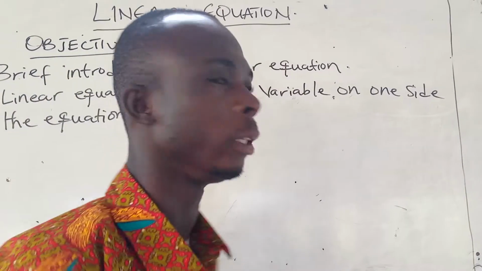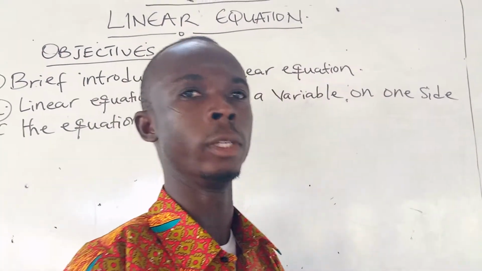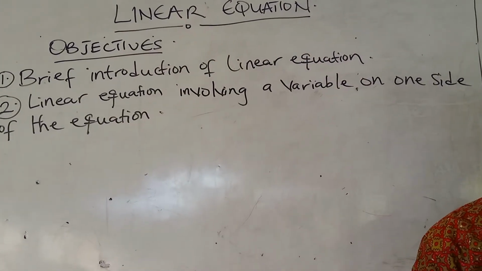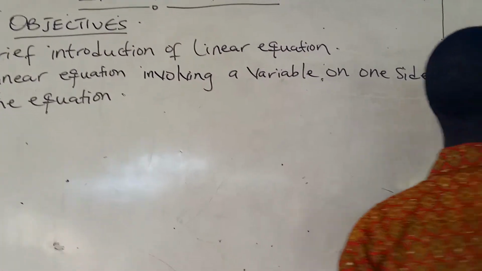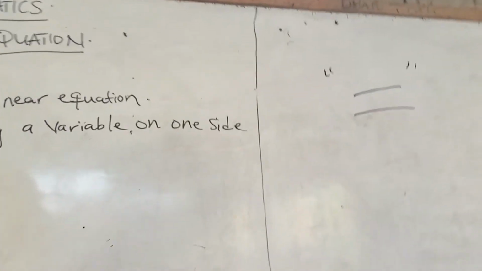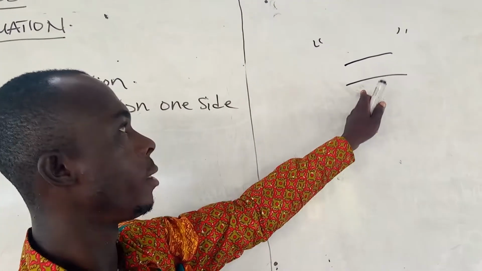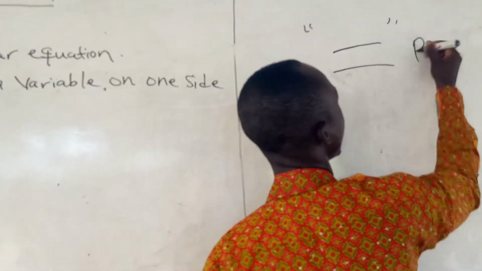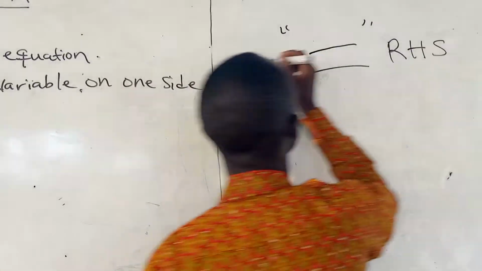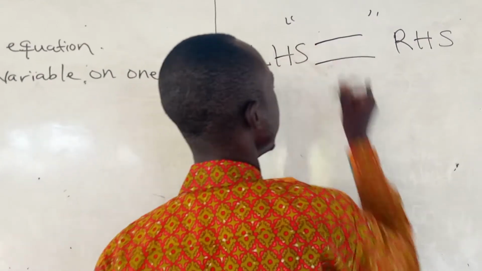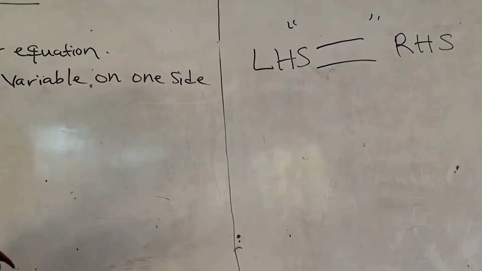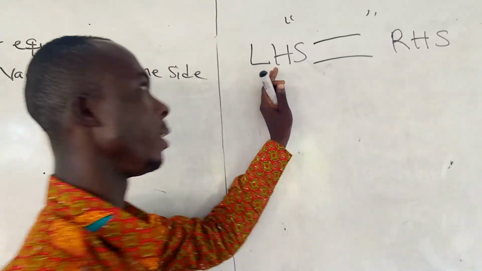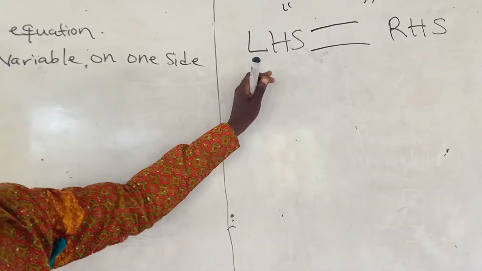When we talk of an equation, we always use this symbol, equal to. This is an equal sign. And when we write this equal to, it means we have the right hand side and the left hand side of the equation. Always there are two main sides. This is the right hand side and this part is the left hand side of the equation.